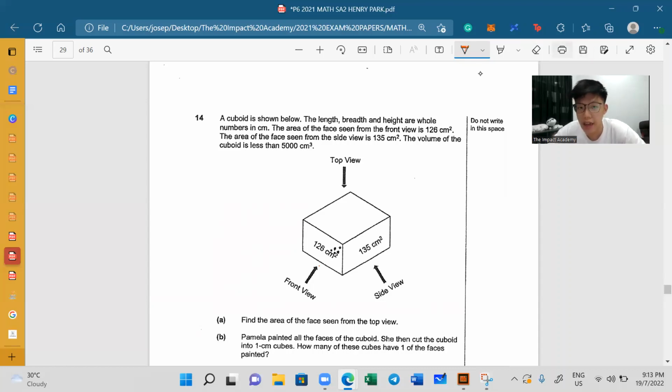Today we are looking at a question in P6 2021 SA2 Henry Park. This is question number 14. Without any further ado, let's quickly delve right into the question.